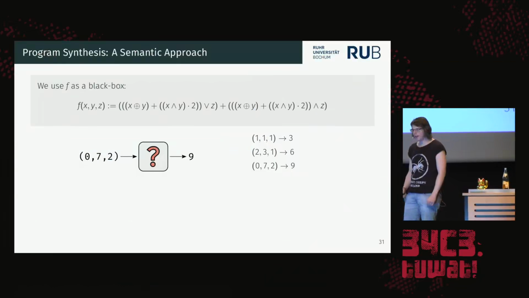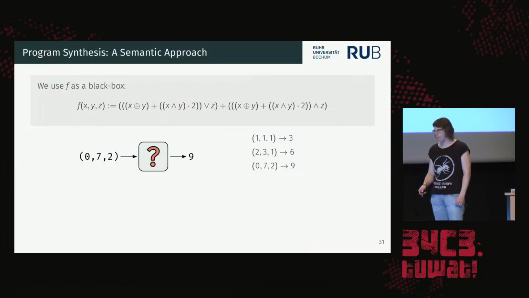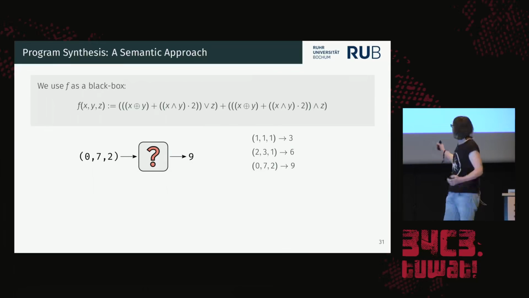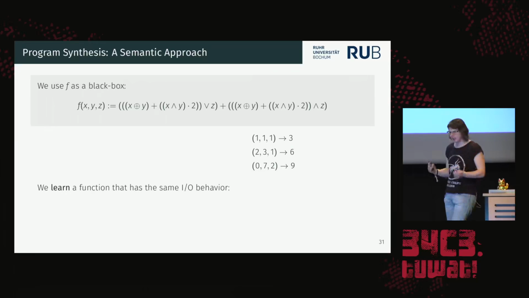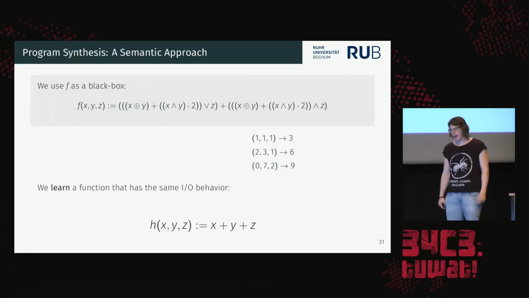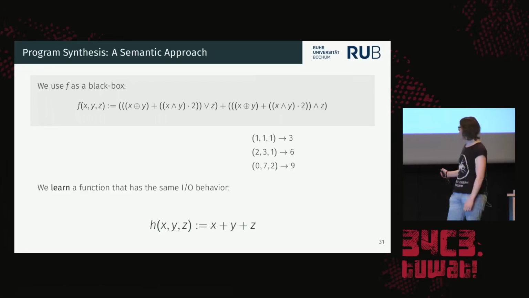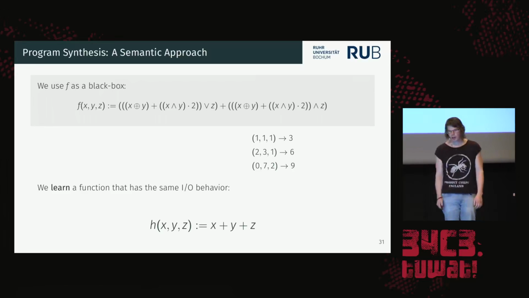So we store this one, and 20 others again. Then we don't look at the code at all, we just look at its I/O behavior. And then what we learn is a function that has the same behavior. So we might learn x plus y plus z. And the goal of program synthesis is to automatically learn these things based on I/O samples. So how do we do that?